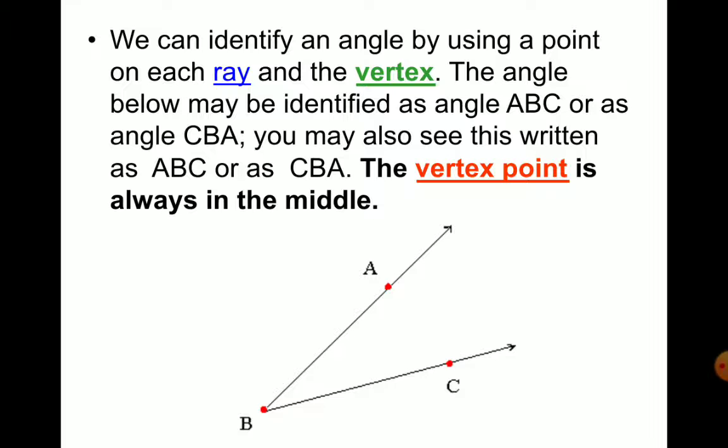Now we can identify an angle by using a point on each ray and the vertex. The angle below may be identified as angle ABC, or as CBA. You can't make it BAC or BCA. You can either make it ABC or CBA. B should be in the middle, with A or C at the beginning or the end. The vertex point is always in the middle. The vertex is B, so it should always remain in the middle.